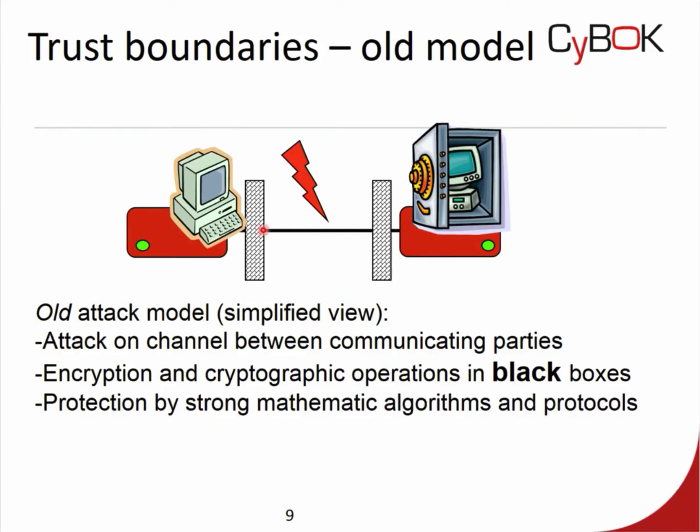Now, we also therefore assume that the actual encryption and the cryptographic operation sits in black boxes, in these boxes. Now, to protect this link, we need strong mathematical algorithms and protocols. And to implement those, we're going to focus on efficient implementation of these crypto algorithms. Efficient meaning that they fit in the power, the area budget, and so on.